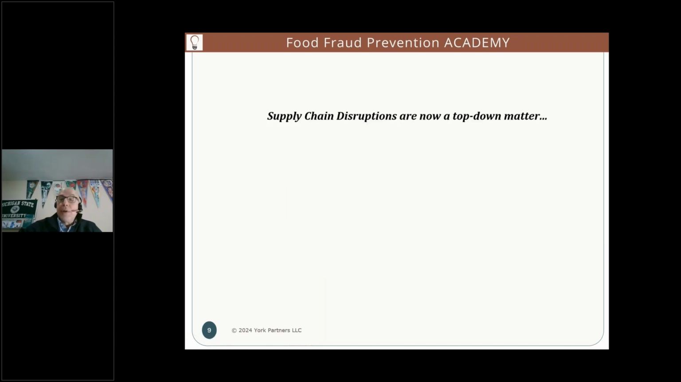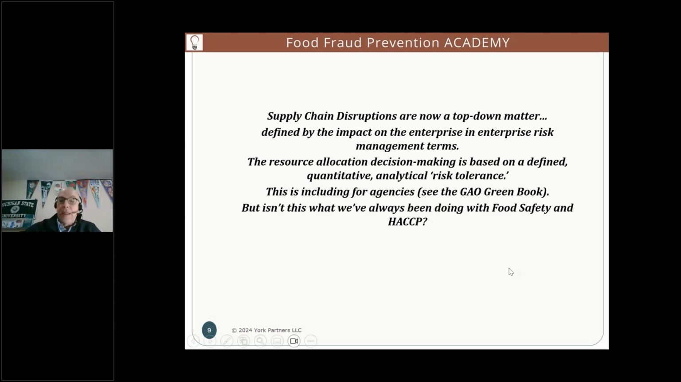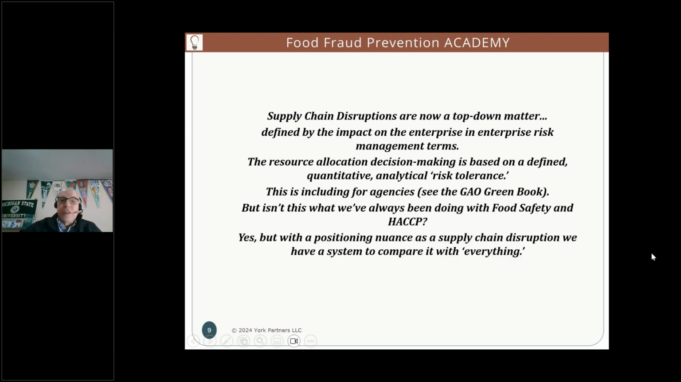So next, supply chain disruptions are now a top-down matter, meaning that the entire enterprise is looking at how your business operates and where disruptions could occur. And they define the impact on the entire enterprise, not just one product or one problem at a time. The resource allocation decision-making is based on and defined by quantitative analytical risk tolerance. So every company does have a risk tolerance, and that includes agencies. But really, we've been doing this with HACCP in the past. And there is a point where you feel and you know in HACCP that something's too dangerous. That's something we can still apply in a broader sense. And we apply that then to supply chain disruptions, which is looking at a system that compares us to everything. So if you think about a food safety instance defined as a possible source of a disruption, now we're talking really strategic from a business standpoint. No longer just this one issue that was one problem and needs to be fixed. It's now a part of the entire enterprise.